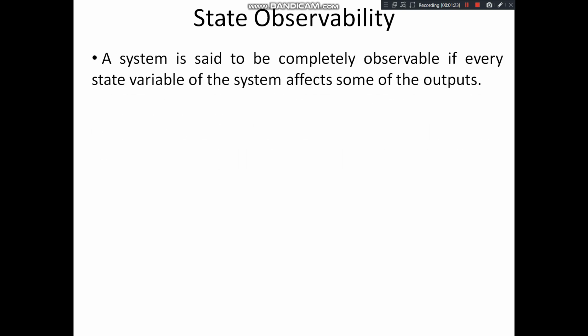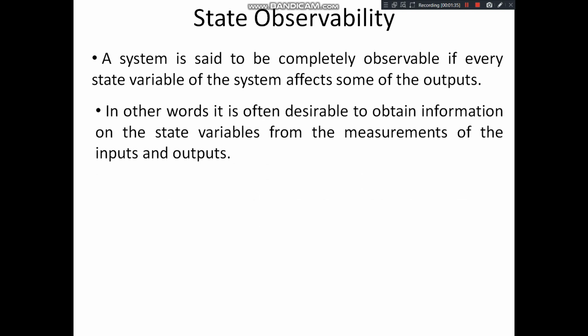The definition of state observability is that a system is said to be completely observable if every state variable of the system affects some of the outputs. In other words, it is often desirable to obtain information of state variables from the measurement of inputs and outputs. If it is possible to determine the state of the system from its initial to final state by measuring inputs and outputs, then we say that the system is observable. That means we can observe the system state variables.